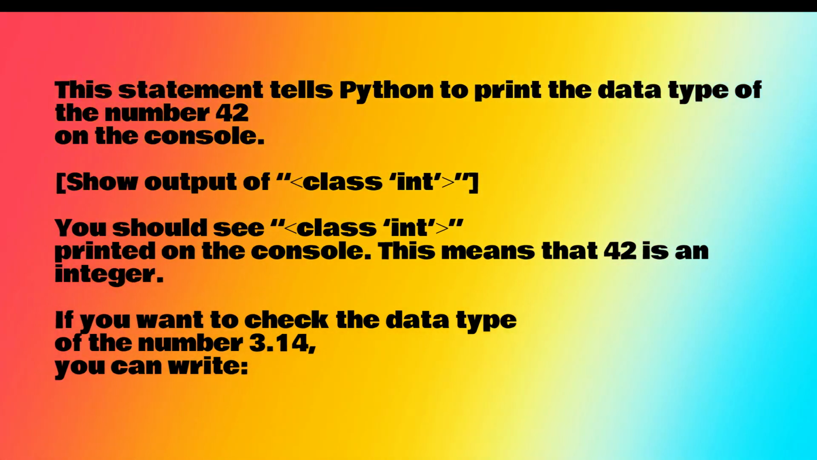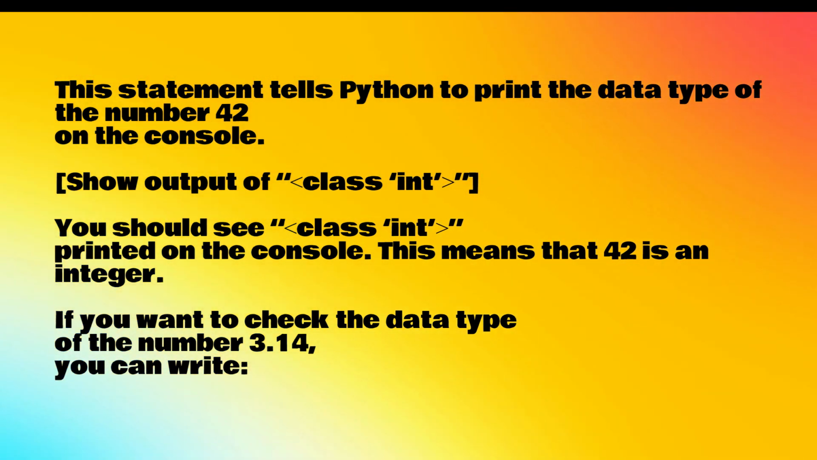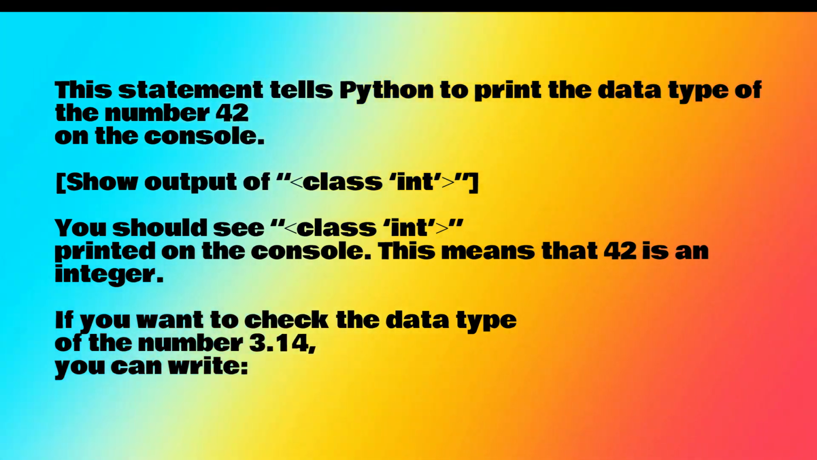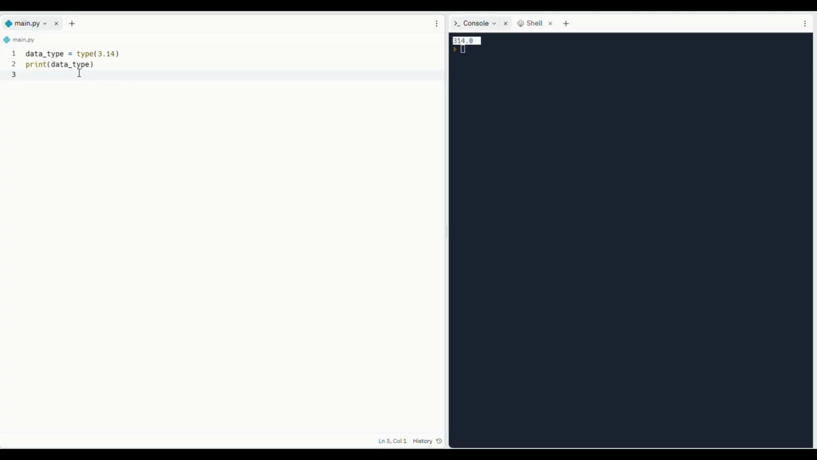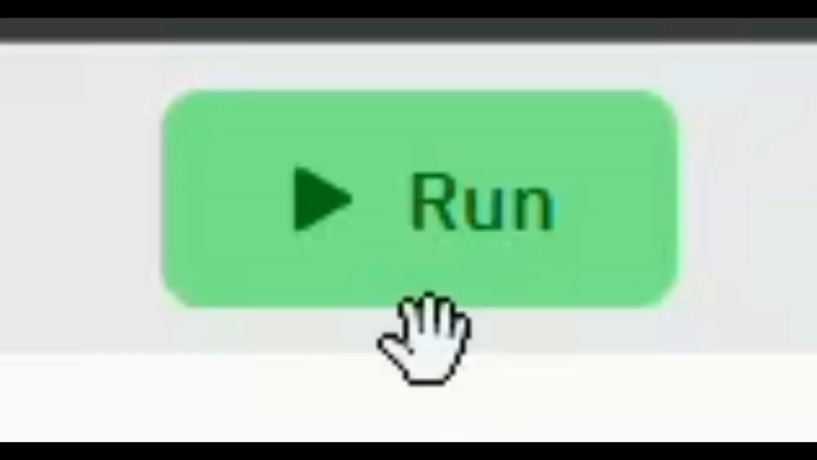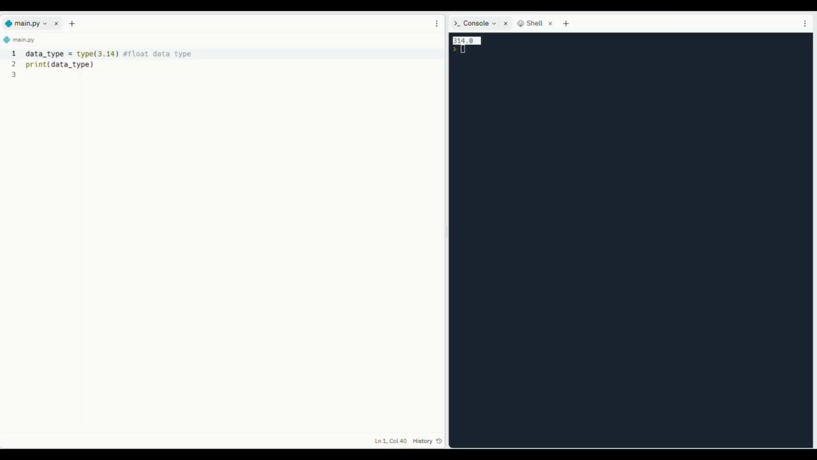This means that 42 is an integer. If you want to check the data type of the number 3.14, you can write type(3.14). This statement tells Python to print the data type of the number 3.14 on the console. You should see <class 'float'> printed on the console. This means that 3.14 is a float.